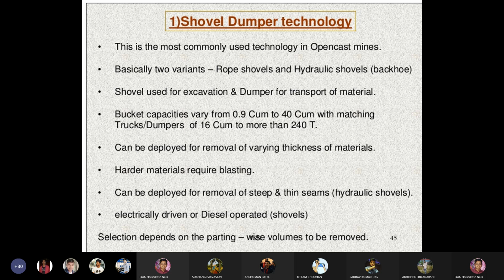And there are some electrically driven shovels. Diesel operated shovels are also used in shovel dumper technology mining. Therefore, the selection of the type of equipment depends on the overburden volumes to be removed.